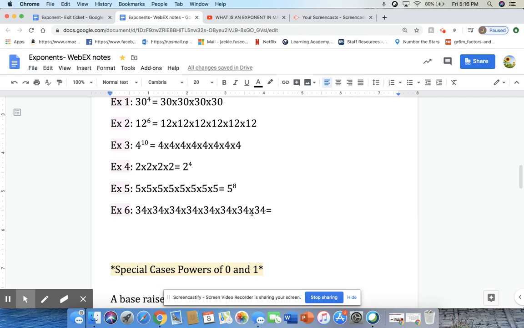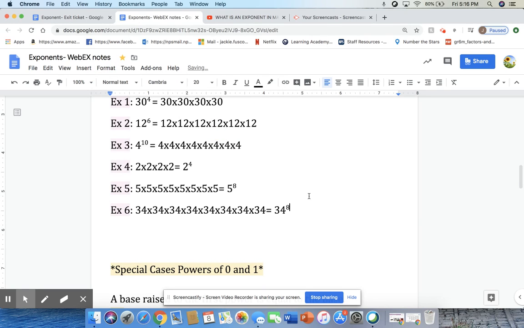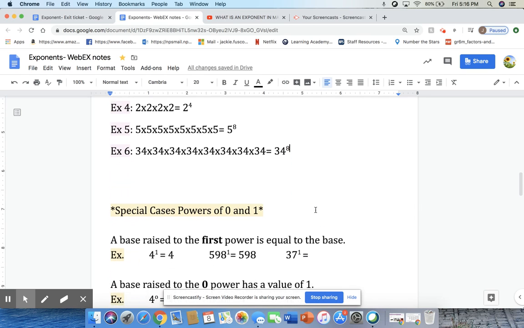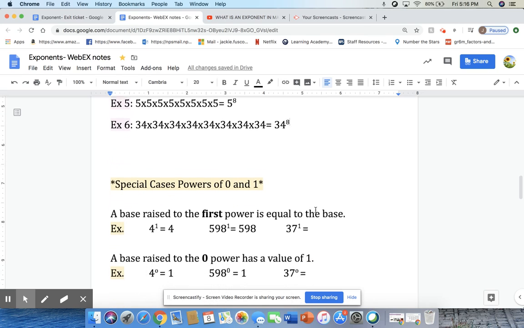Let's do one more example down here. Number 34 is my number being multiplied. So that is my base. And how many times am I multiplying the number 34? 1, 2, 3, 4, 5, 6, 7, 8. Also an exponent of 8. So remember format, text, superscript. There's my exponent 8.